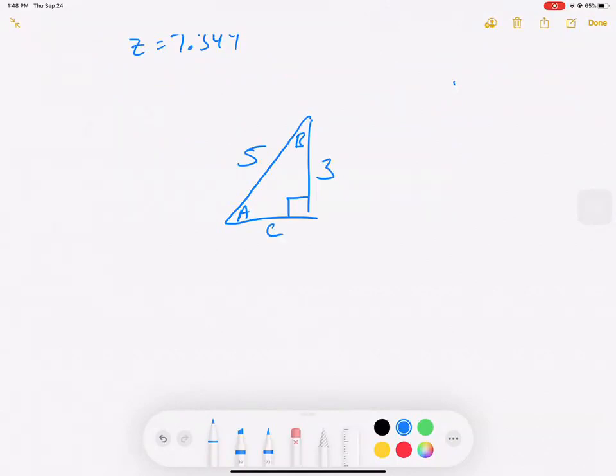So I'm gonna help you solve for angle A. What does angle A equal? Once we figure out which angle you want to solve for, please label the sides with respect to A. What is opposite? What is hypotenuse? What is adjacent? 3 is opposite. 5 is hypotenuse, and C is my adjacent.